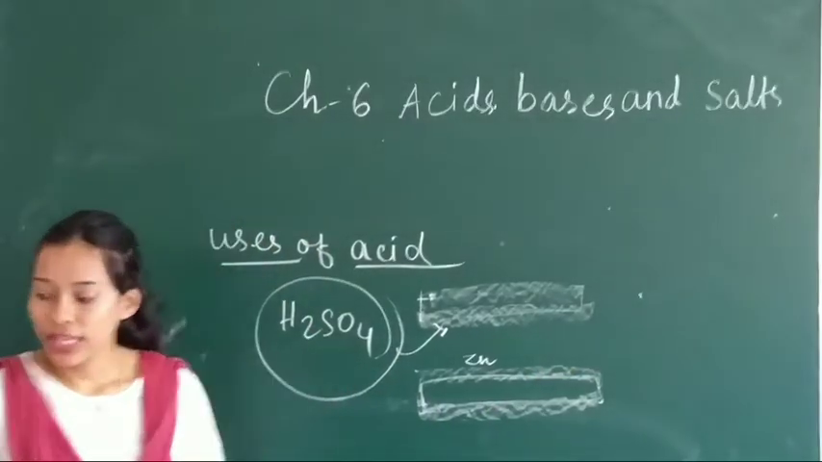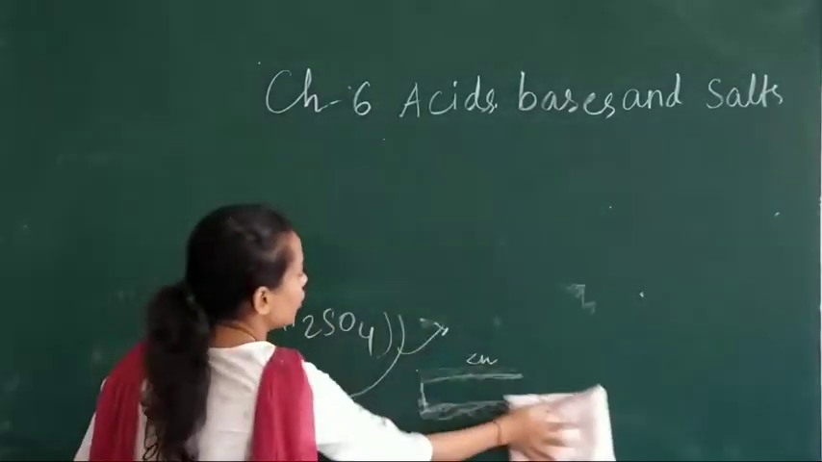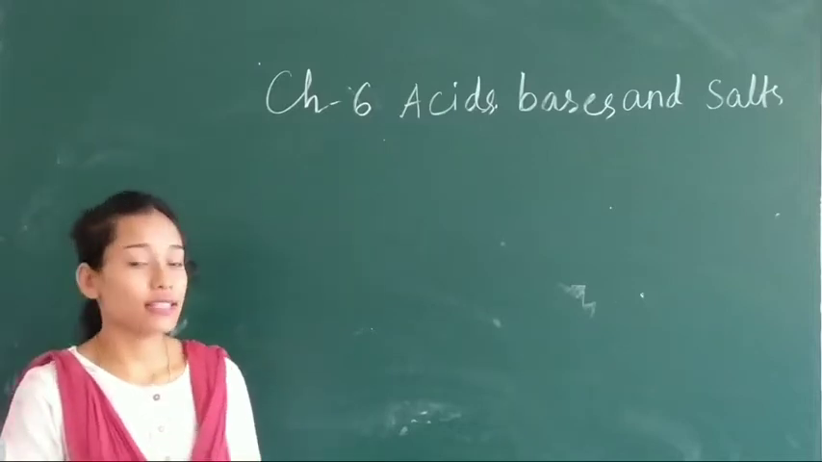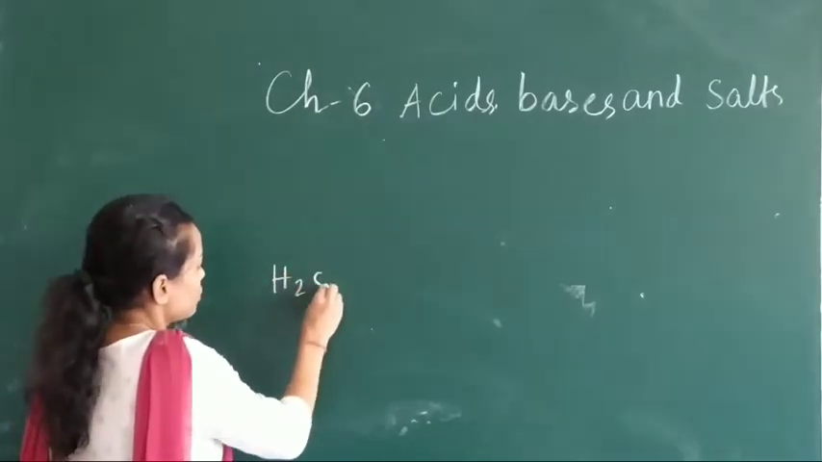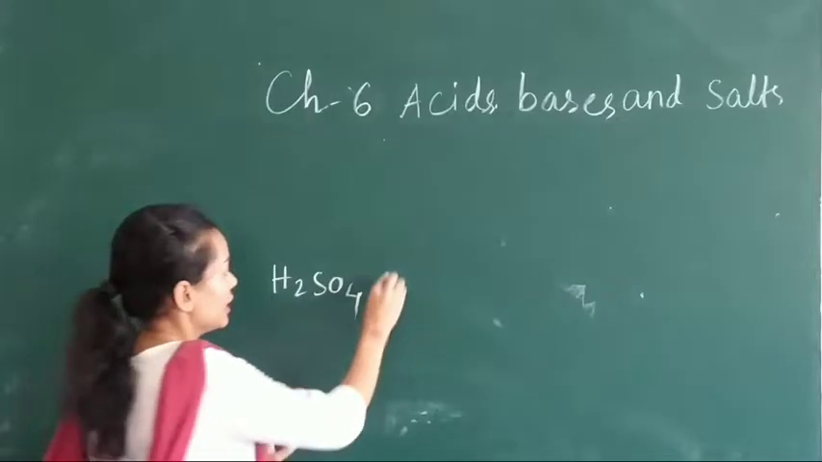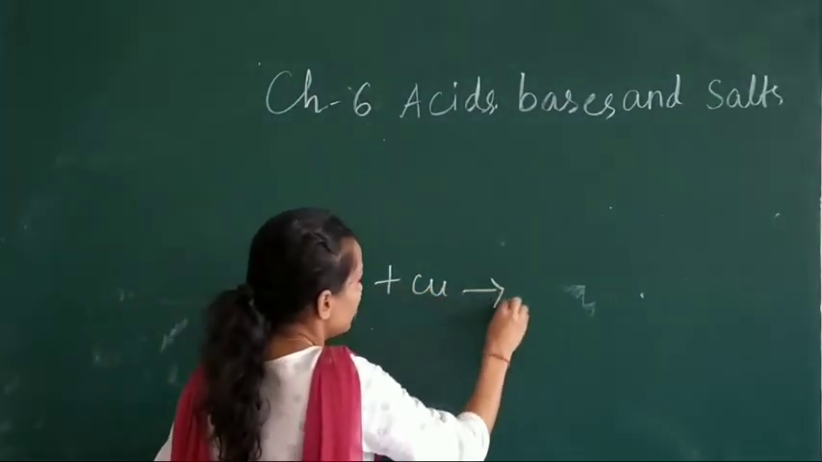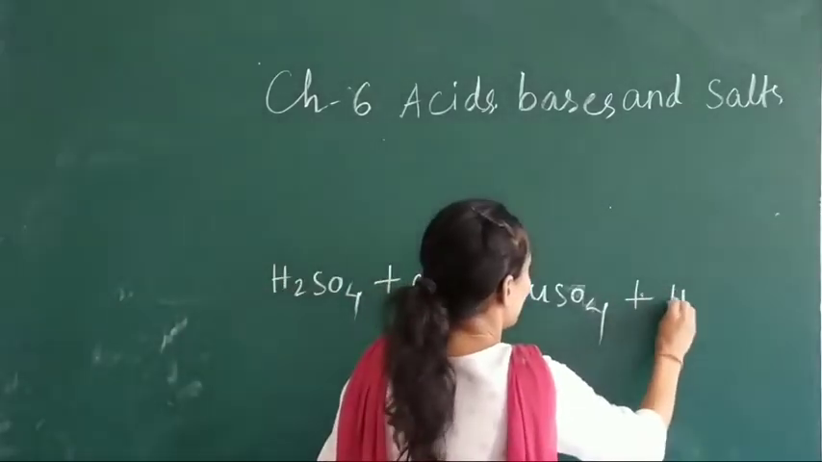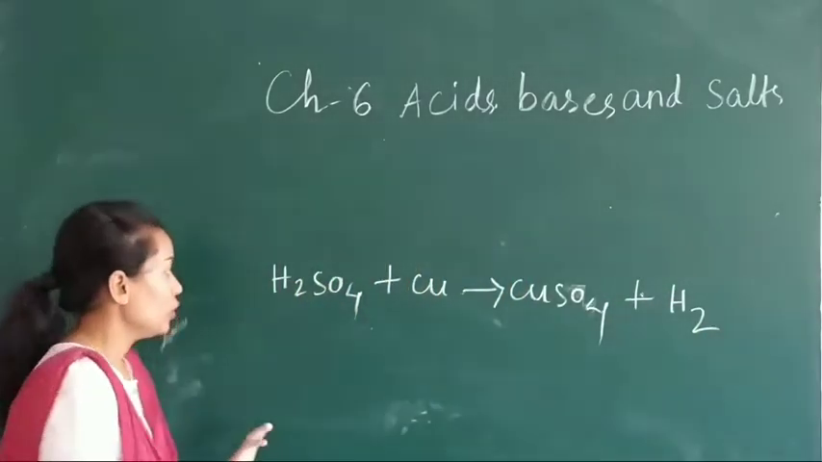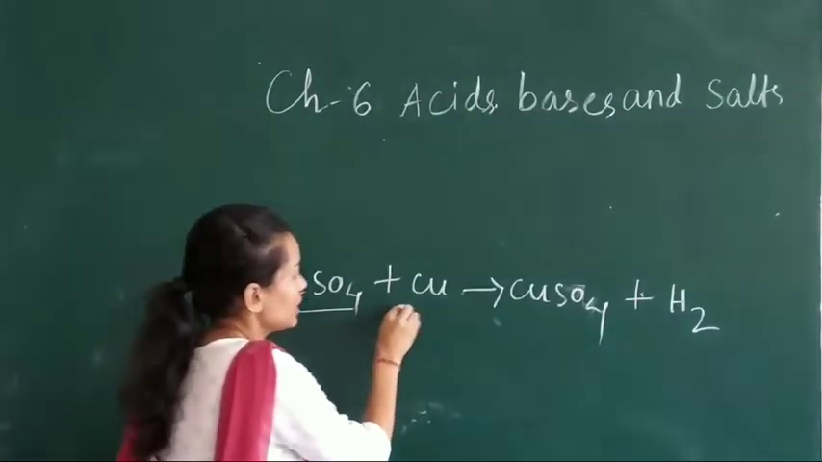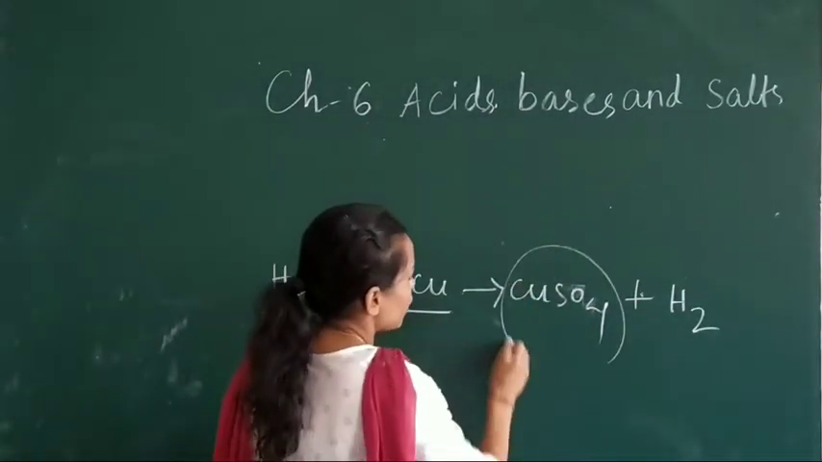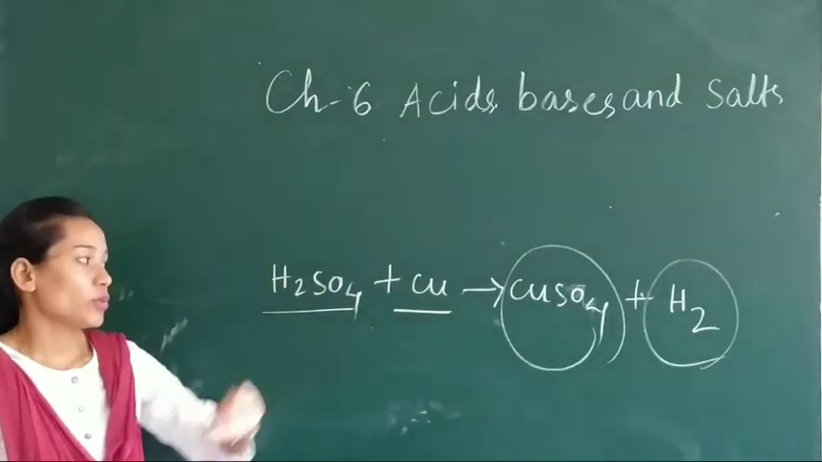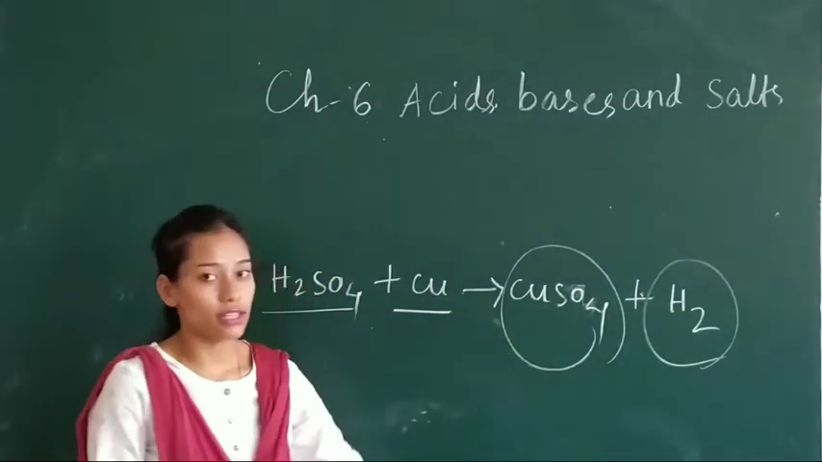Now this sulfuric acid is also used for obtaining several salts like copper sulfate and zinc sulfate. Just now we have seen H2SO4, sulfuric acid, is it not? If it reacts with copper, what will it give? Copper sulfate plus H2. Just now I told you, when an acid reacts with metal, it will give salt and hydrogen gas. In this way, they produce several salts like copper sulfate and zinc sulfate.